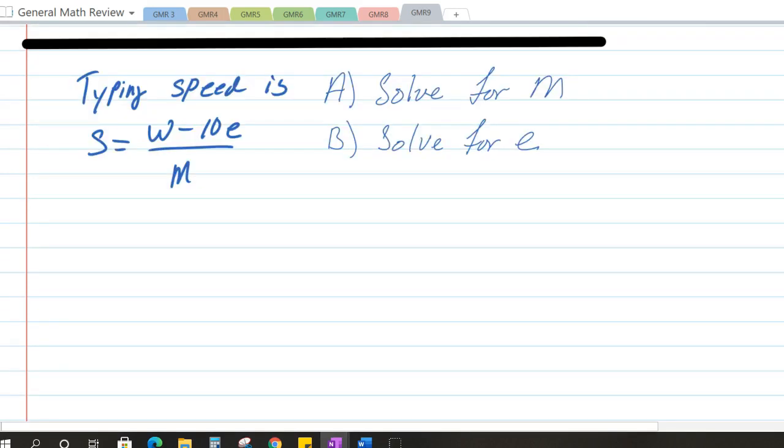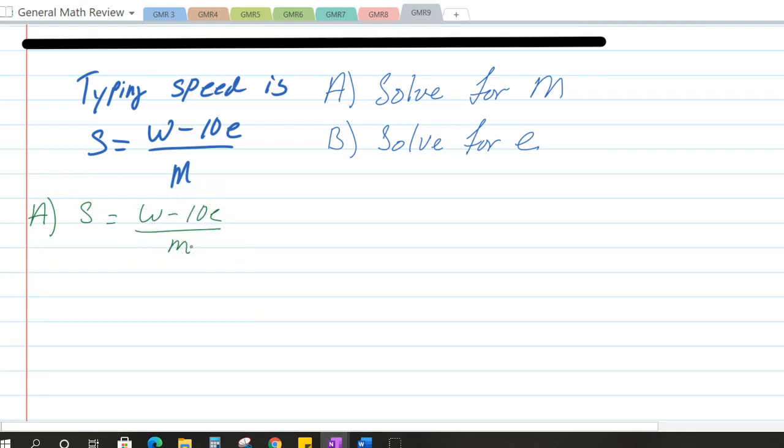Next, we have the formula for typing speed. S is equal to W minus 10E divided by M. Words minus 10 times the errors divided by the minutes. They want us to do two different things. First, they want us to solve for the minutes. First thing we do, for part A, rewrite the formula.